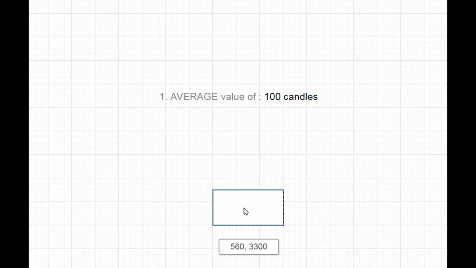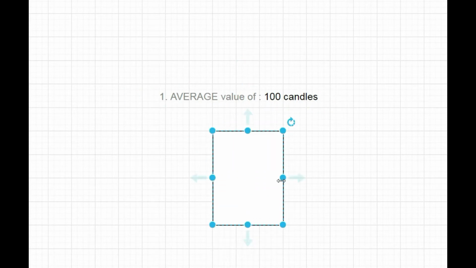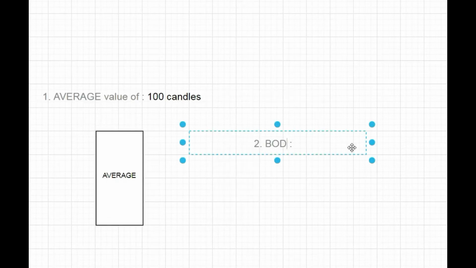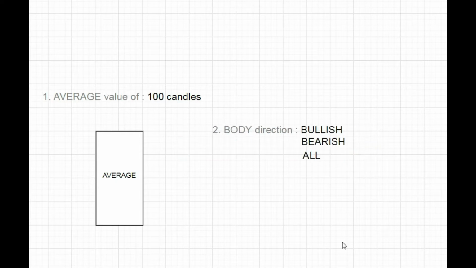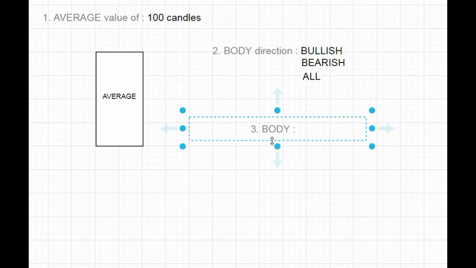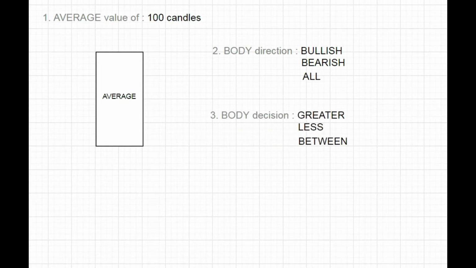Let's look at the next example. Imagine that the average value of the past 100 candlesticks at a certain moment is equal to this candle. Then the next step is the same as before, setting candle direction, which can be in three ways. Third step is also the same as before, deciding the body value range. Now it's time for the candle's body to be set. We compare its value to this average.